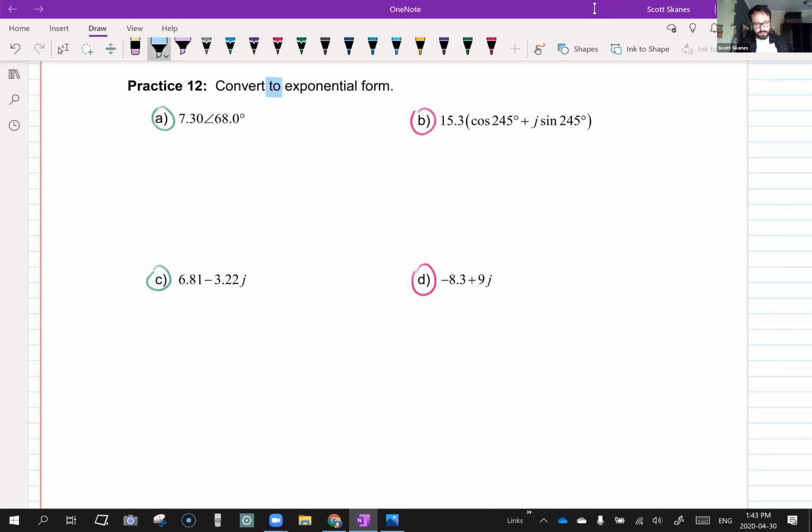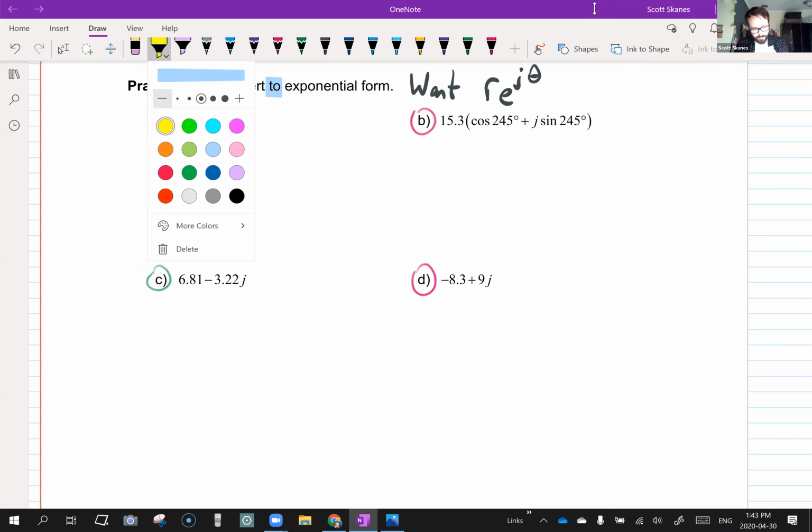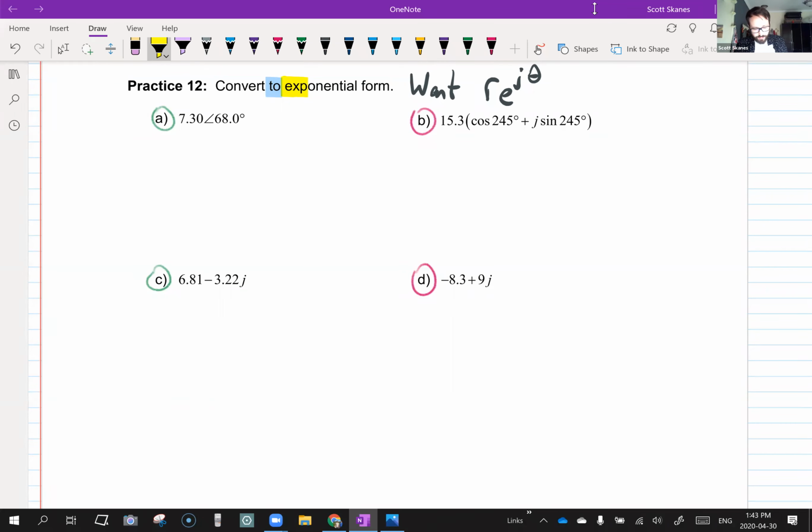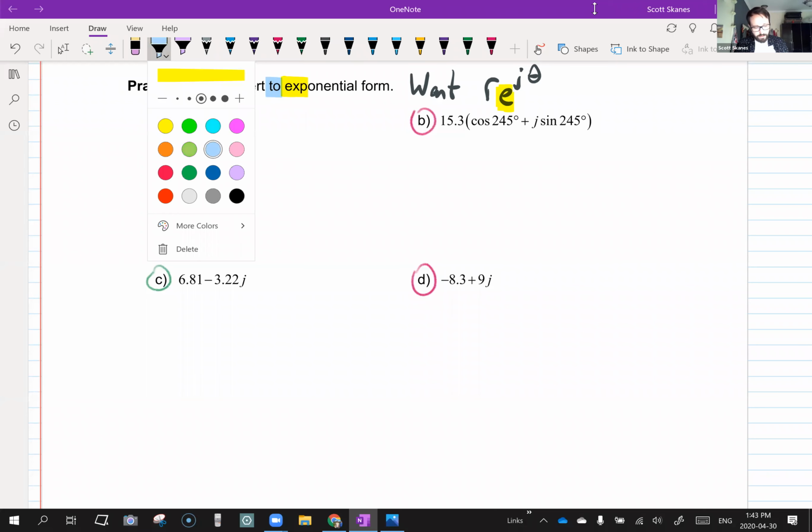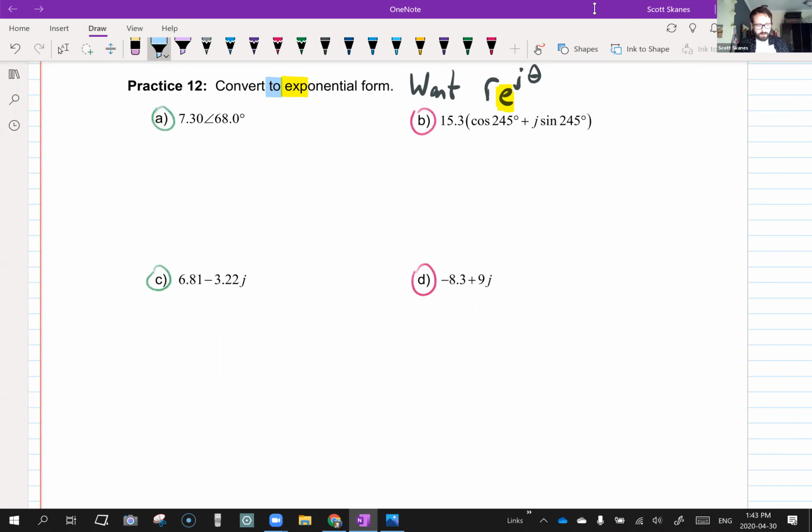Convert to exponential. So just as a reminder, we want it to be in the form r e^(jθ). The exponential means the e part, of course. If you have trouble remembering that, the exponential part means e. And of course, there's a power, which is an exponent. So what do we have? We already have r. So we just need to change the degrees.